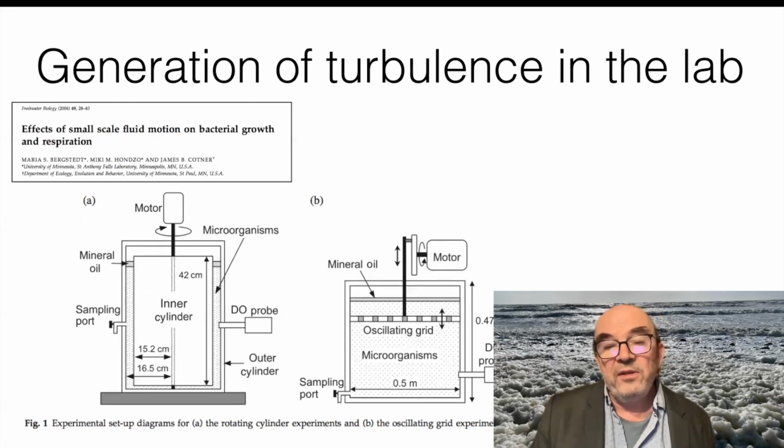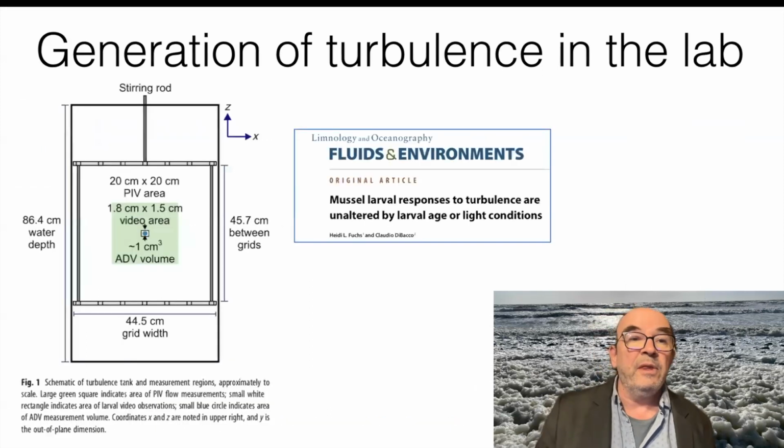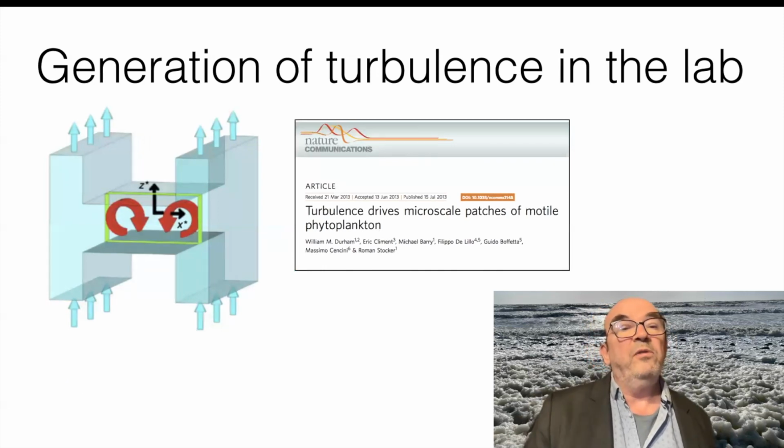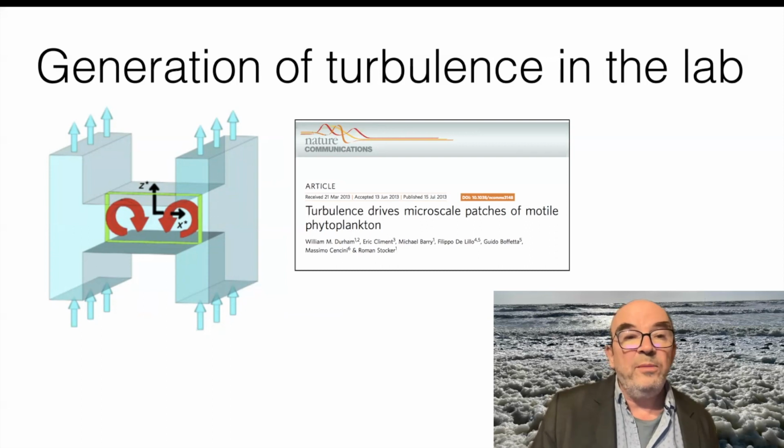We have on the right another system which is used where there is an oscillating grid. The same system is used in this work, the work that we see here. And here it's another system where, in fact, you have a flow going up in the two sides, and then we have a volume which is in the middle, and there are some eddies which are generated by the flow in this system.